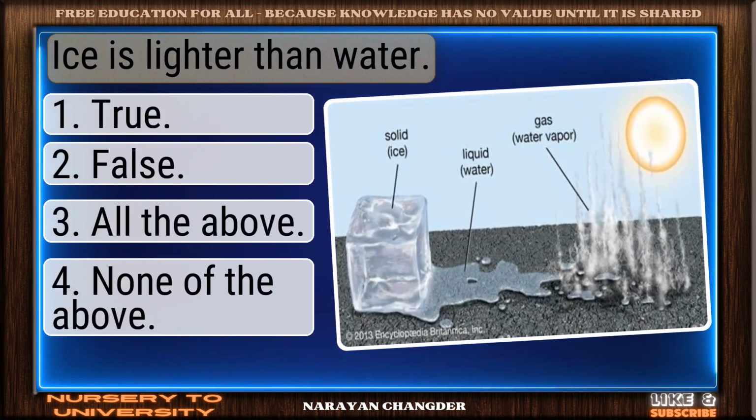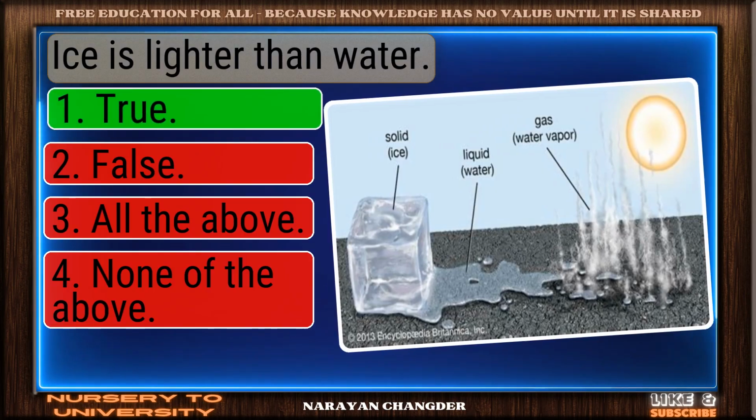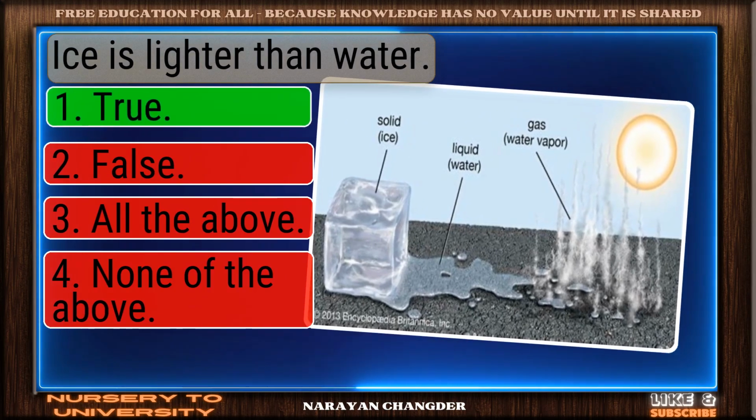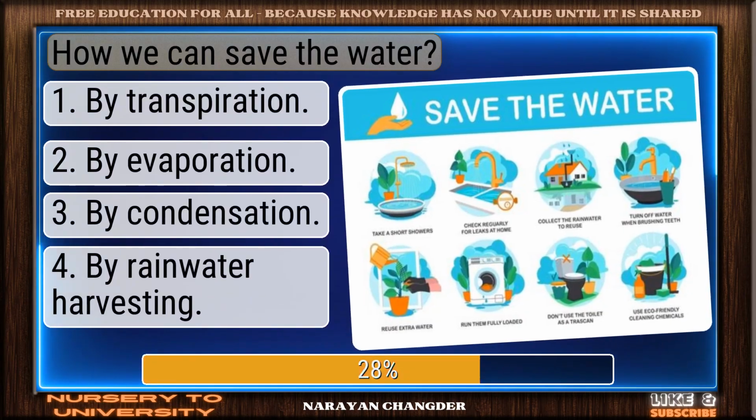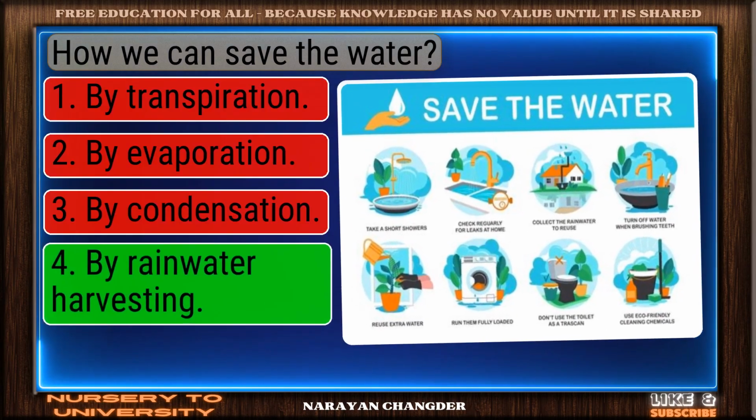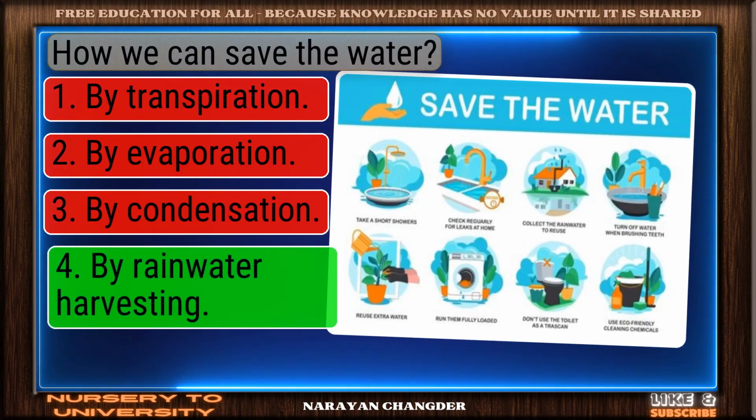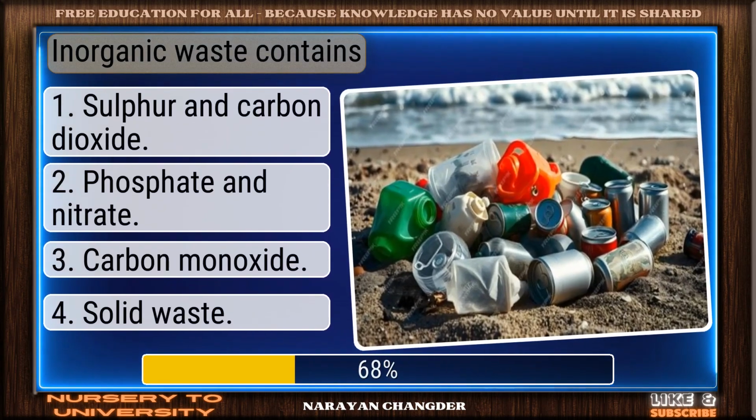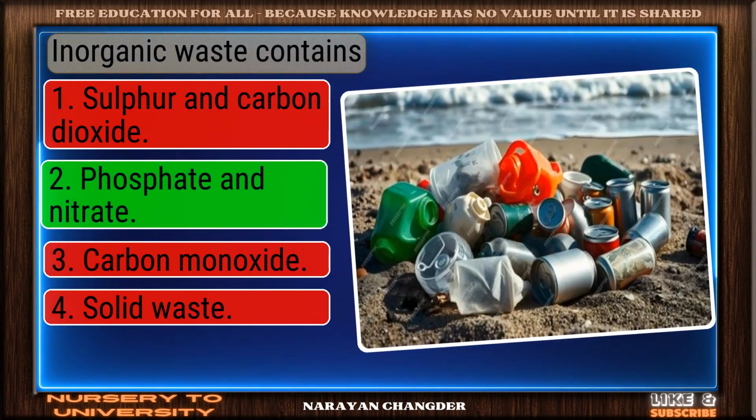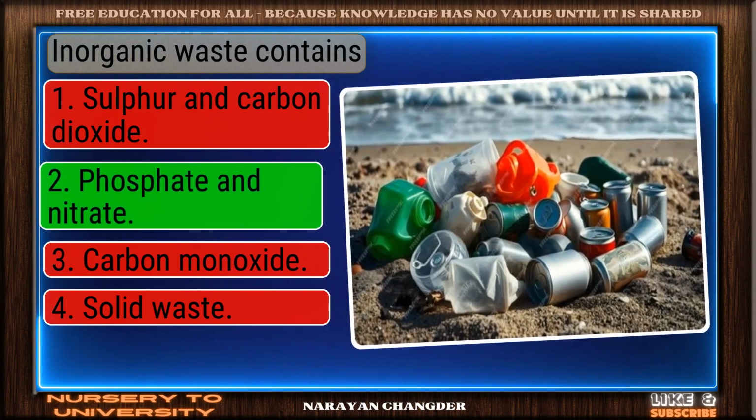Ice is lighter than water. Good thinking. True is the right answer. How can we save the water? Well picked. By rainwater harvesting is the correct answer. Inorganic waste contains. Right choice. Phosphate and nitrate is the best answer.